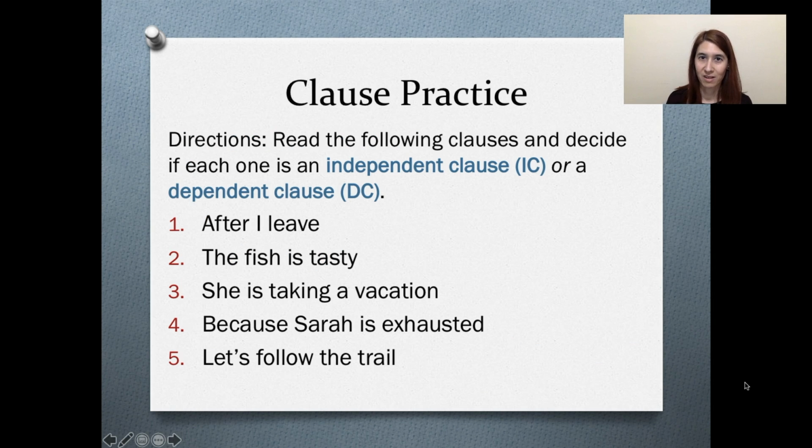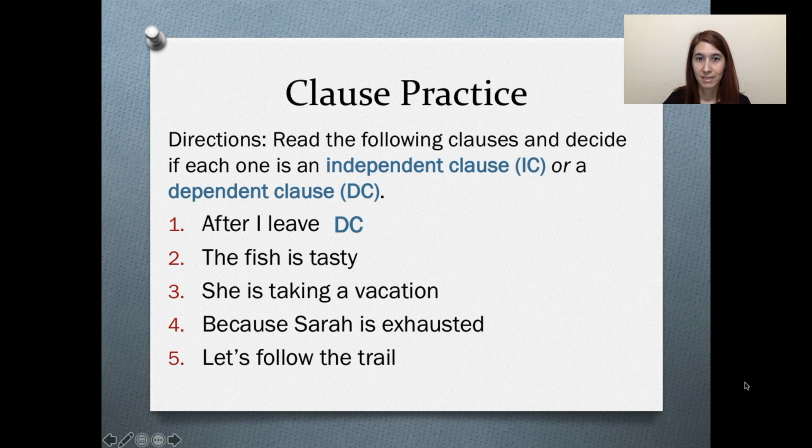Let's practice with clauses. I'm giving you 5 different clauses. They can be either an IC or DC, independent clause or dependent clause. Remember, if it's a complete sentence, it's an independent clause. I will read each one and then give you a few seconds to guess what it is. Okay, number 1, after I leave. Is this an independent clause or a dependent clause?